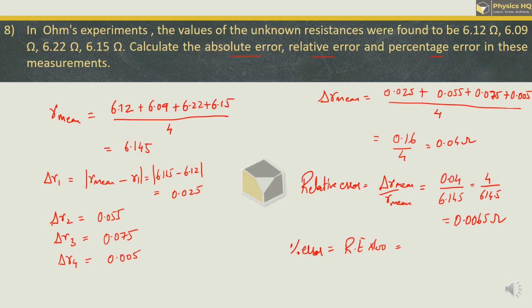Okay, and percentage error is simply relative error into 100. So whatever value we got over here, we will just multiply this by 100. So 0.0065 into 100 will give us 0.65%. So this is the percentage error in this particular experiment.